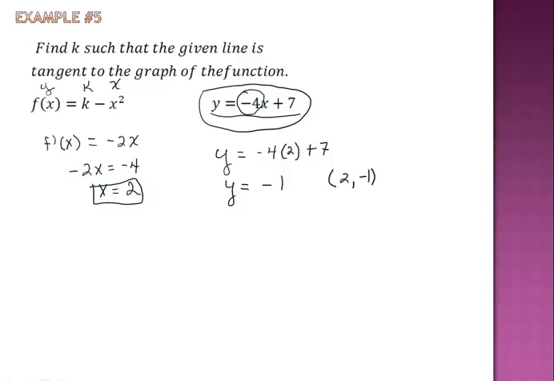So plugging it into my original function, I have negative 1 is equal to k minus 2 squared. 2 squared is 4. If I add it to the other side, I get 3 is equal to k. So putting it back into my function so that I can see the entire thing, I have f of x is equal to 3 minus x squared, because k was equal to 3.